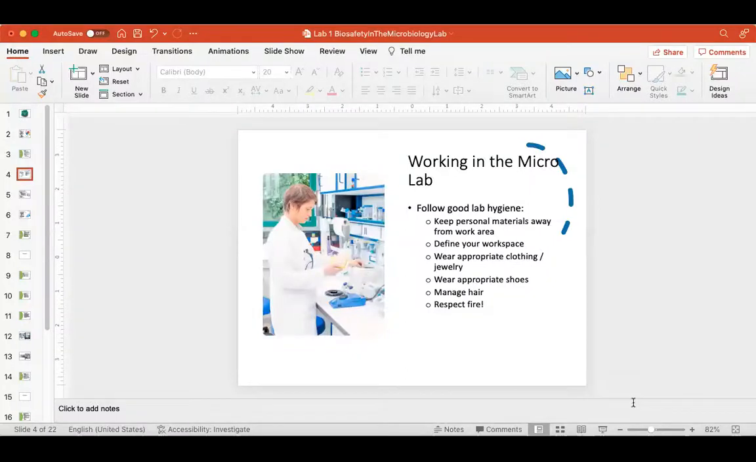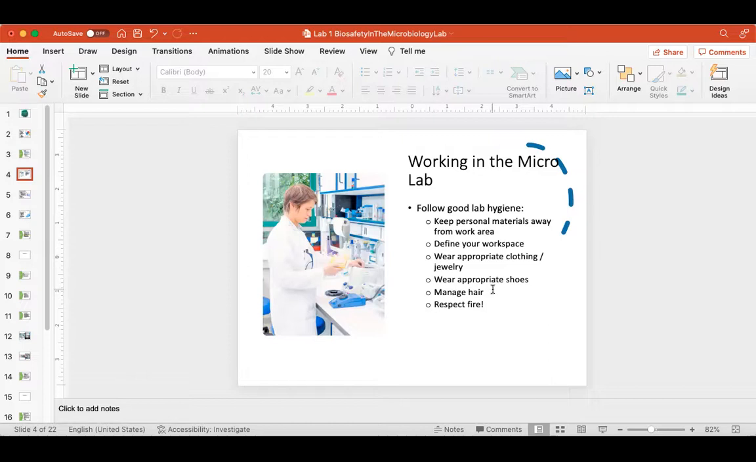All right, so let's jump back in here. A couple of general words now about what we call good lab hygiene. Again, this applies to any laboratory space, but especially the microbiology lab. Remember, we said personal materials have to be kept away from your workspace. Of course, you want to wear appropriate clothing and appropriate jewelry. You want to make sure that you have good shoes on that don't expose your feet too much, no sandals, no flip-flops in a laboratory.